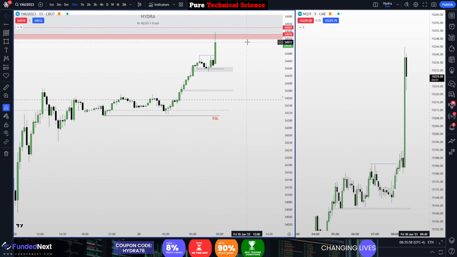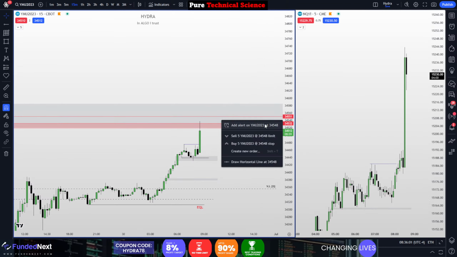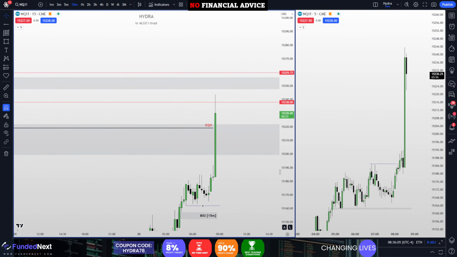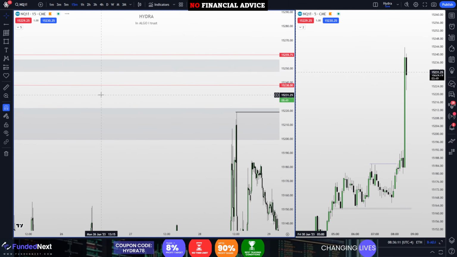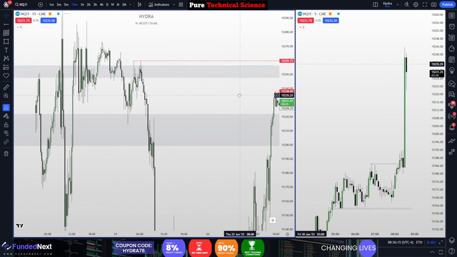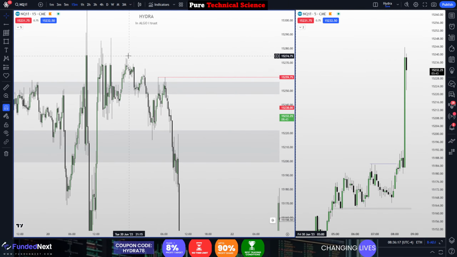So I'll put an alert here, and we'll mainly focus on Nasdaq. So Nasdaq also cleared out, I think, another buy side liquidity. Yeah, this swing high, and the only buy side liquidity resting above us is here inside this daily volume imbalance.